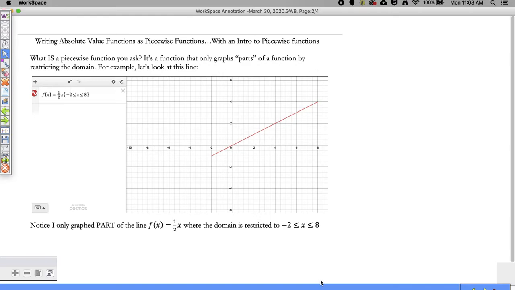So if you look at the first thing that I have on the screen here, because I can see you guys are eyeballing the screen, this is the line y equals 1/2 x, forgive me, not y equals x. We know it passes through the origin because the y-intercept is 0. But I'm only graphing the line from -2 to +8. And if you want to graph piecewise functions in Desmos, you have to use that brace on your keyboard, which will help you restrict the domain so you can graph only parts of a function. We're going to be getting into what that looks like.